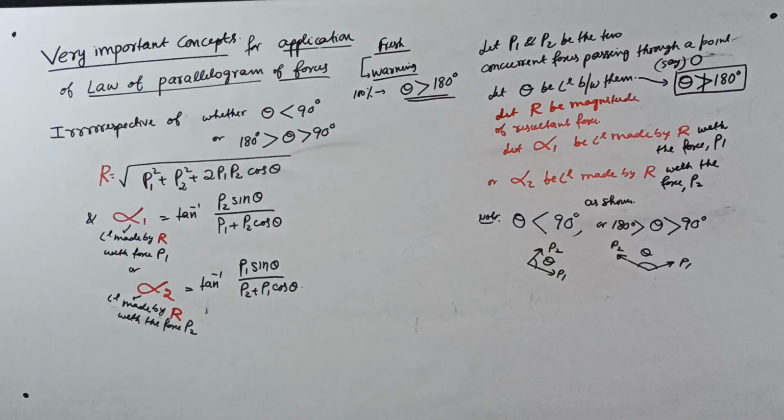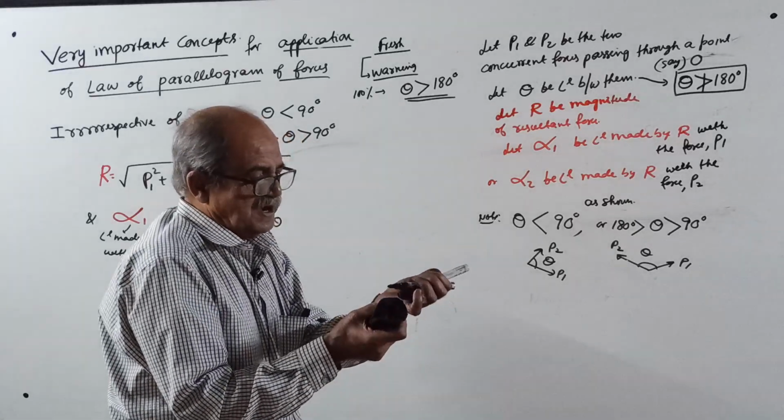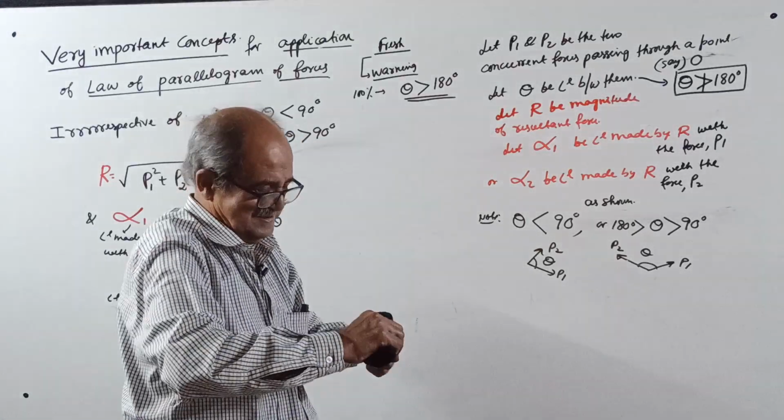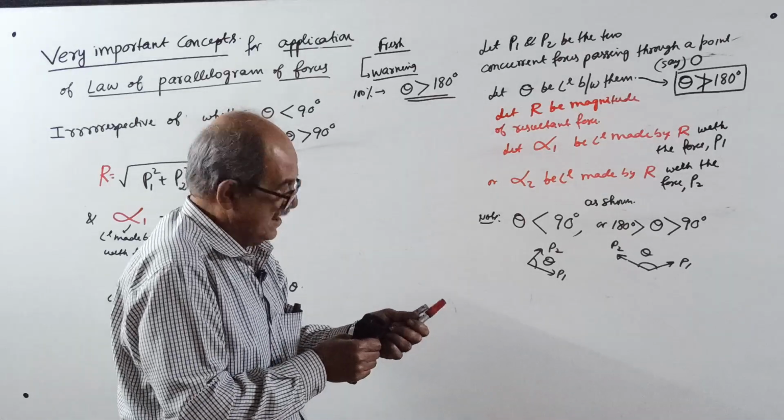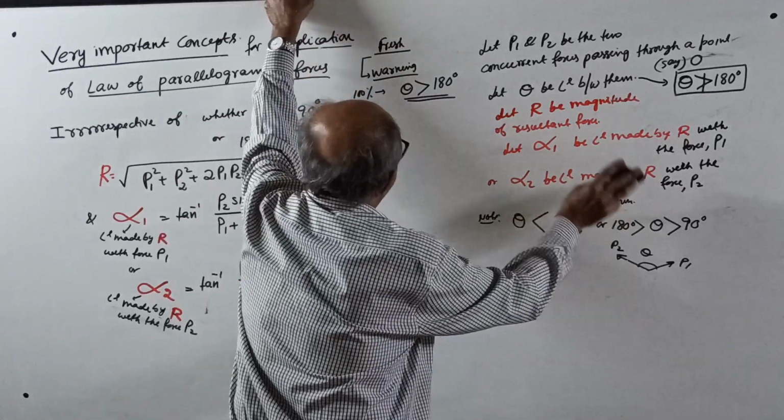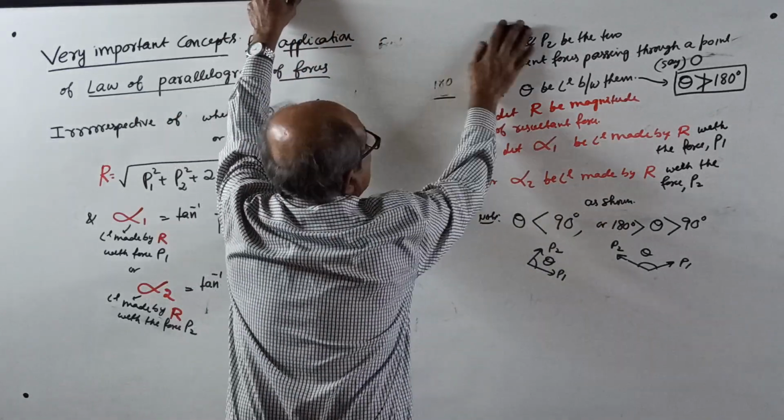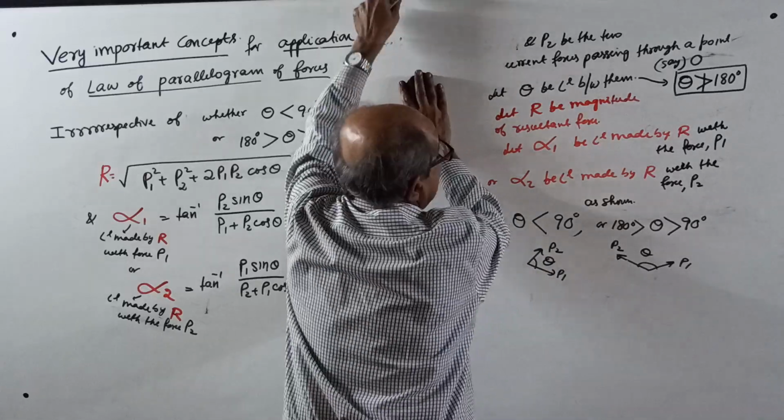See, the pen cap dropped, because it is protesting. How many times you are telling it? Maybe it is telling me, don't tell again and again. Okay, now this much is over.